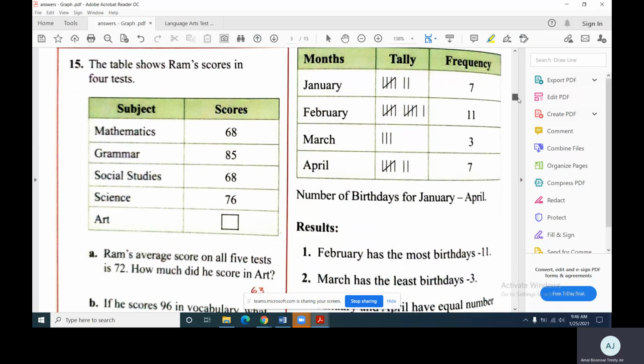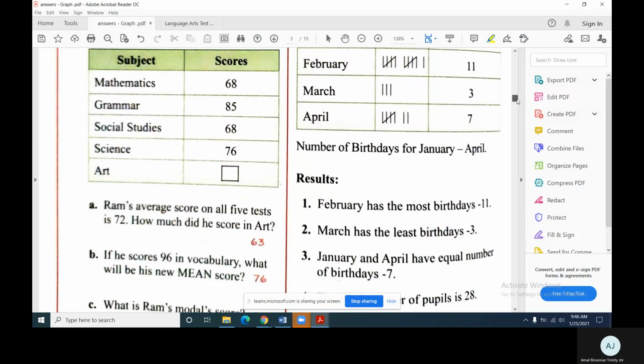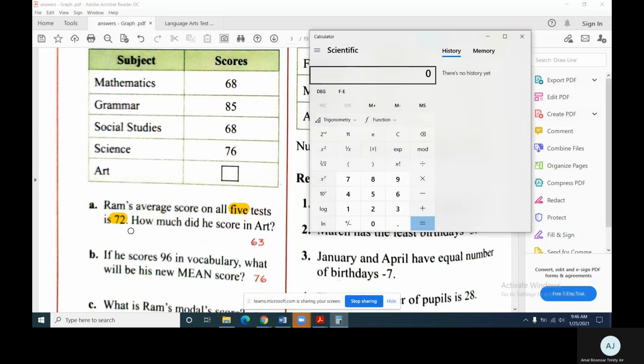And number 15, the table shows Ram's score in 4 tests. You have maths, grammar, social studies, science, and we do not know the art mark. So I have 4 tests. His average in 5 tests is 72. So we're coming back to the same thing over and over, right? Because if his average in 5 tests is 72, therefore, his total is 360.